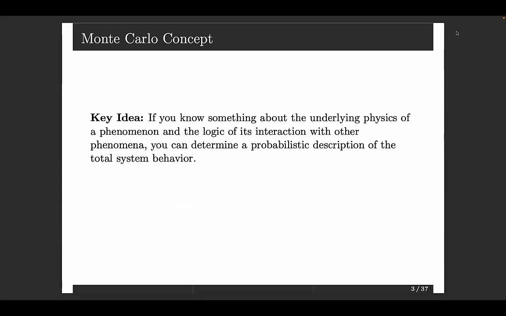The key idea behind Monte Carlo analysis is that if you know something about the underlying physics of some phenomenon and how it interacts with other phenomena, let's say a subsystem interaction within a larger system, then you can determine a probabilistic description of the total system behavior using Monte Carlo. Next, I'm going to talk about a process that Ulam and von Neumann were presumably thinking about during the Manhattan Project.